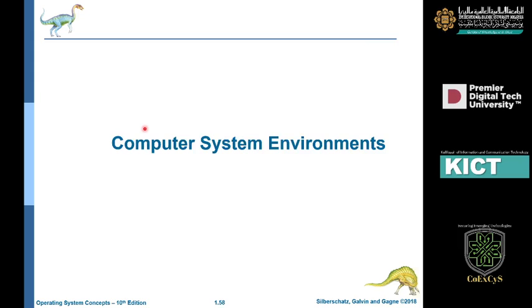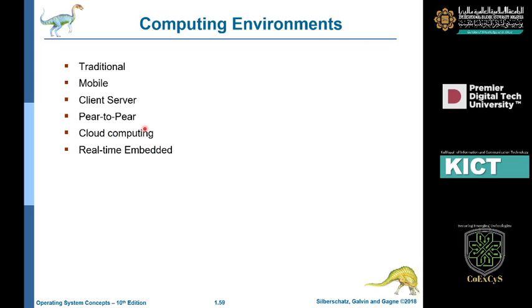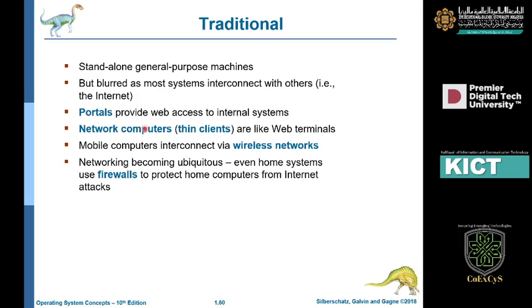So we talk about those things, right? Now we're going to go into computer system environments: traditional ones, mobile, client server, peer-to-peer, cloud computing, and real-time embedded systems, right? Traditional is a standalone general purpose machine. Some of them are network computers with thin clients. They have web terminals. They are usually connected via wireless network or particularly LAN cables, right?